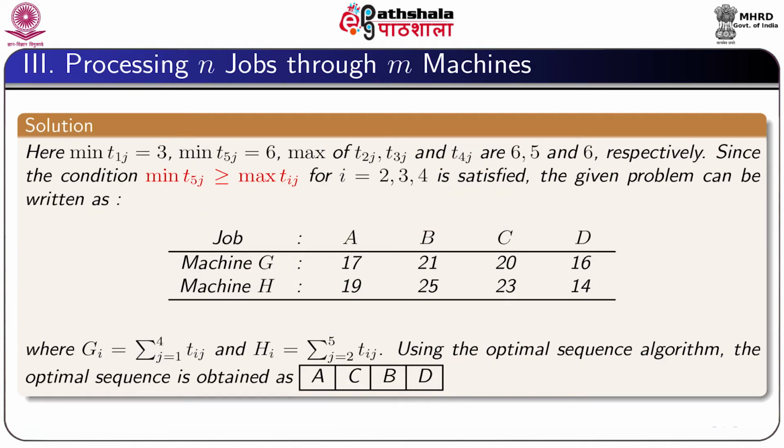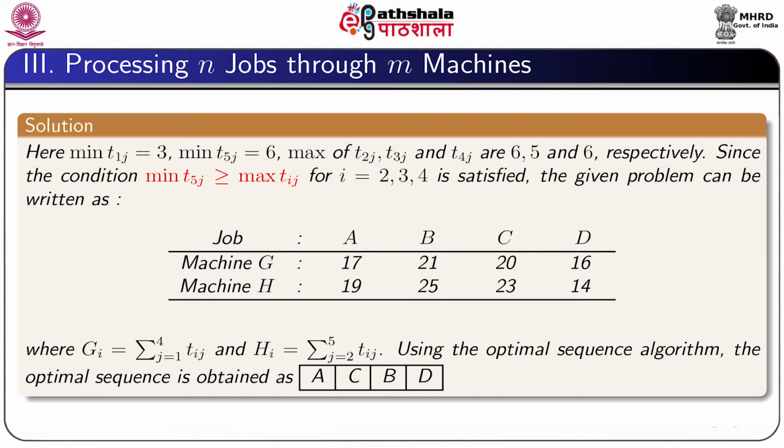Here we see that minimum of T1j equals 3 and minimum of T5j equals 6, and maximum of T2j, T3j, T4j are 6, 5 and 6 respectively. The condition minimum of T1j greater than or equal to maximum of Tij is not satisfied here, but the condition minimum of T5j greater than or equal to maximum Tij for i equal to 2, 3, 4 is satisfied here. Therefore, we can apply the algorithm to find the solution of the problem.